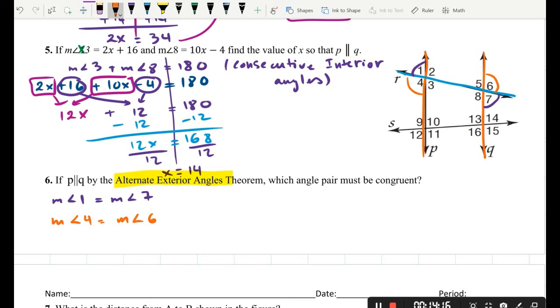Alright. And what happens if we look at a different transversal like line S? Okay. So if line S is the transversal, then the alternate exterior angle is angle 9. Measure of angle 9 will be equal to measure of angle 15, and also 12 and 14. Measure of angle 12 equals measure of angle 14. Alright, that's it for problem 6.